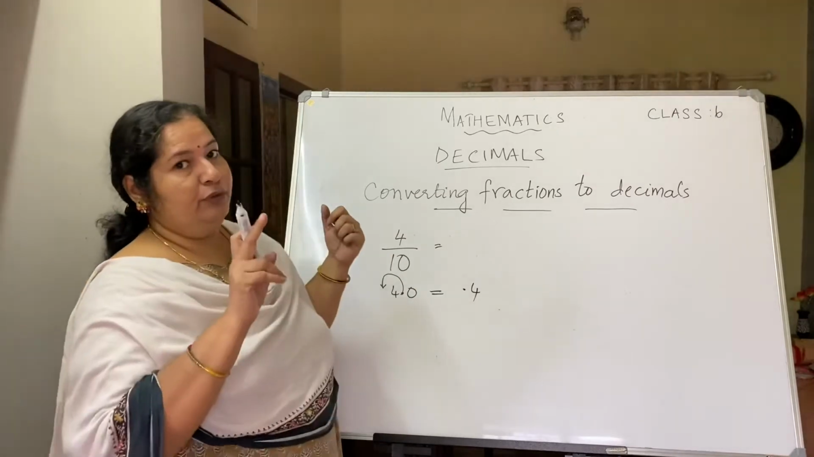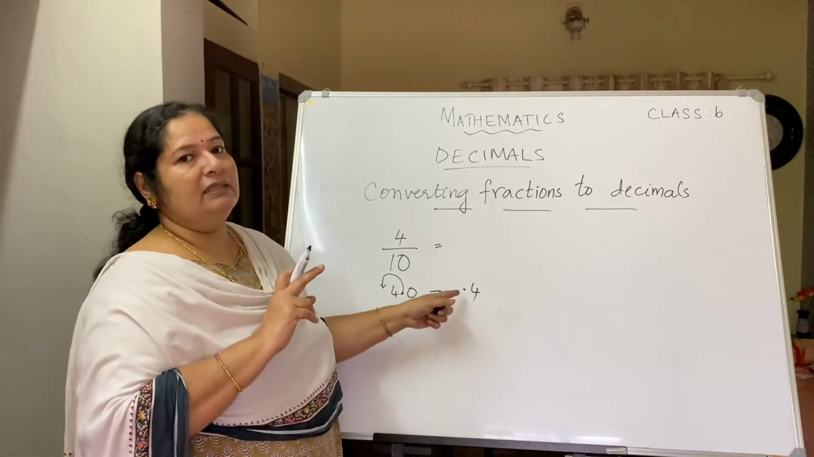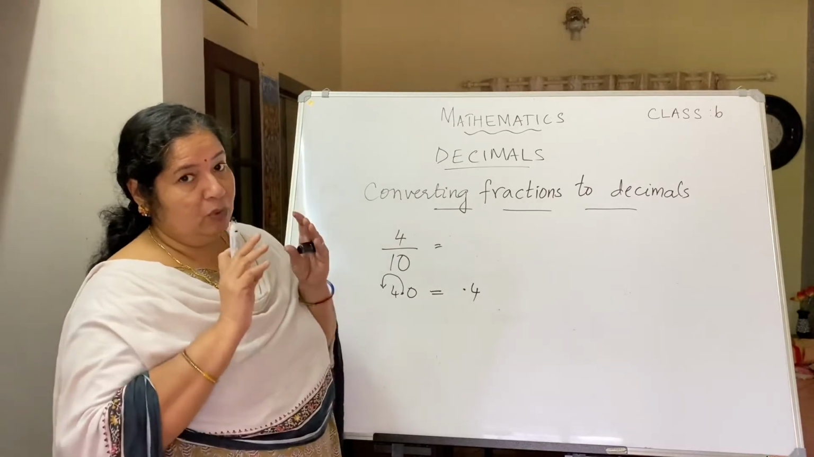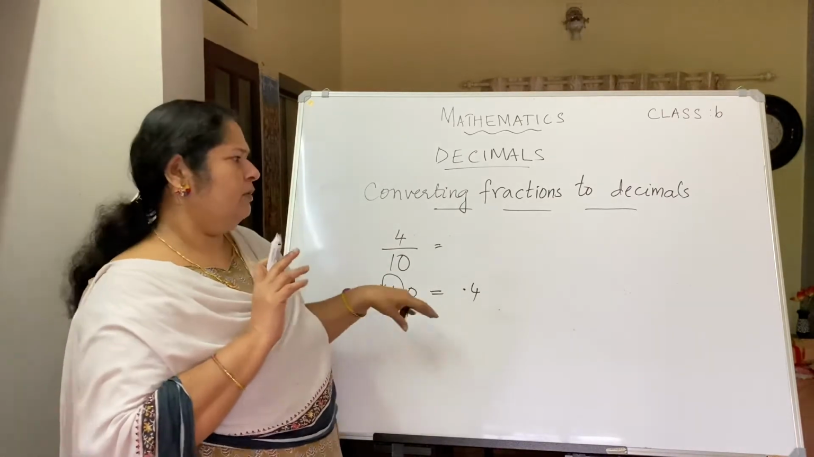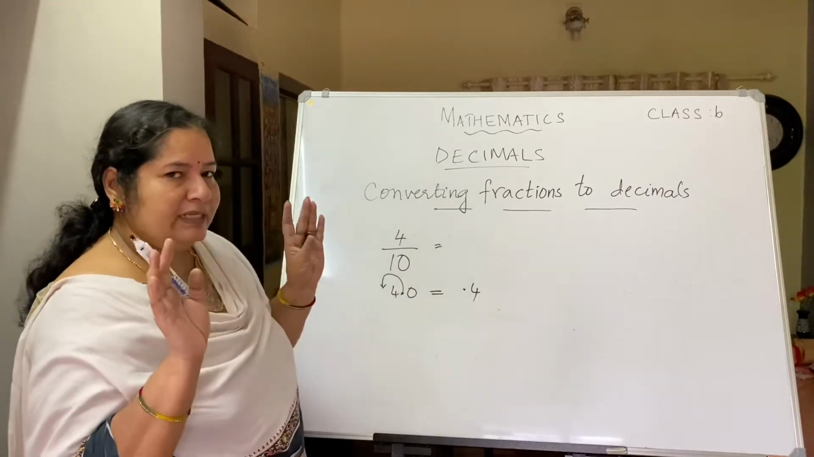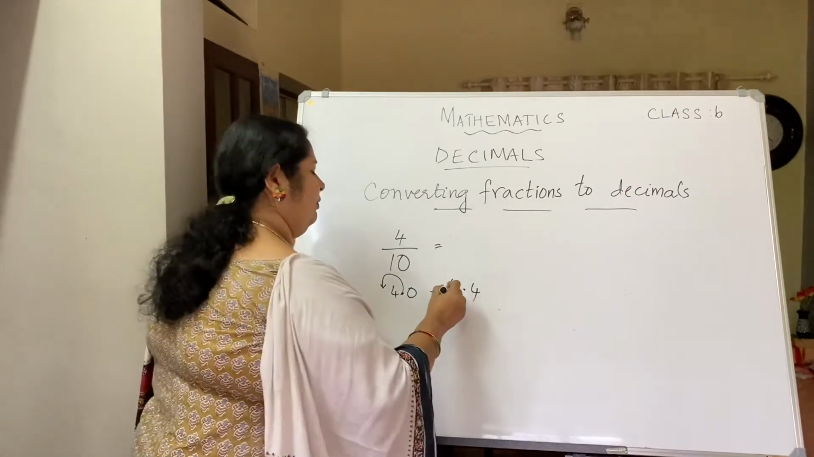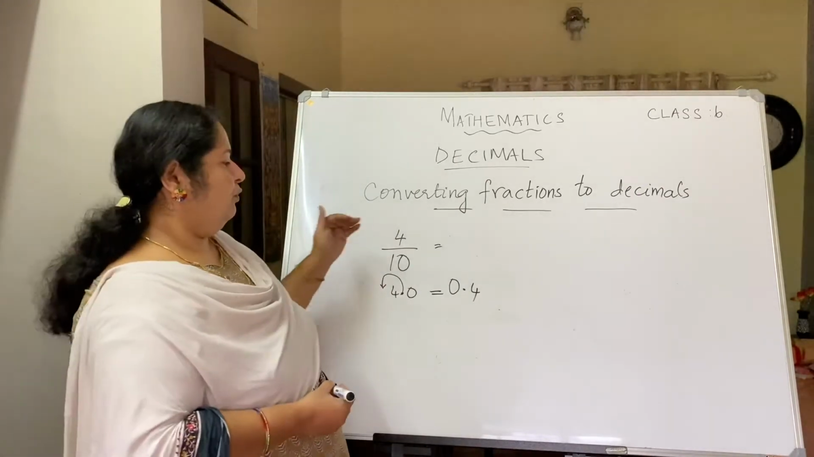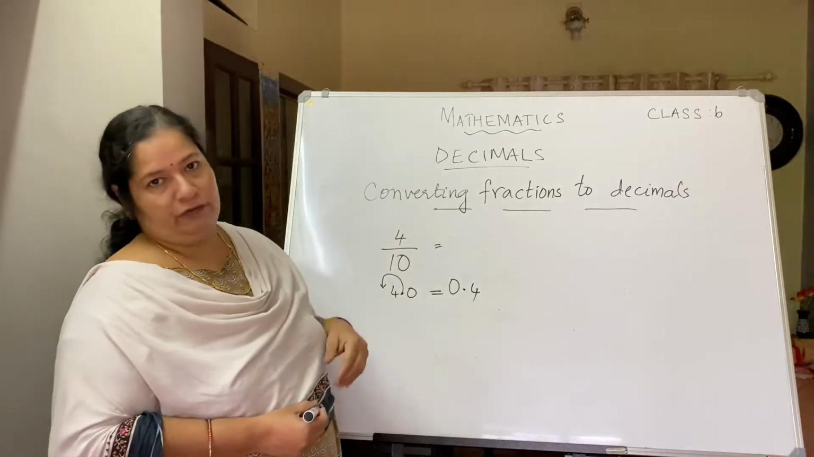But I told you, please don't write .4. Always you should indicate the whole number part also. Here, what is the whole number part? If you're writing .4, it means that the whole number doesn't have any digit. So you will put it as 0.4. So 4 by 10 is 0.4.